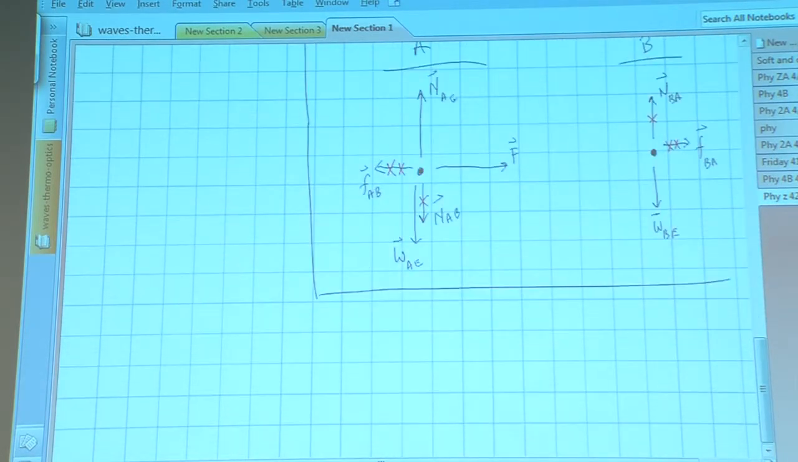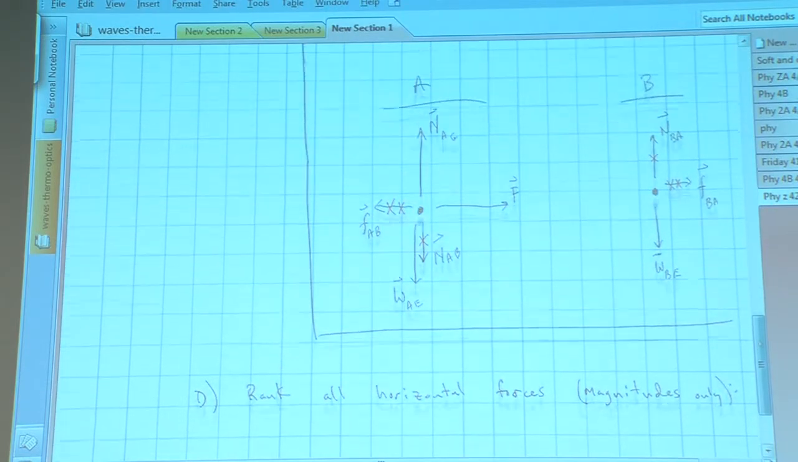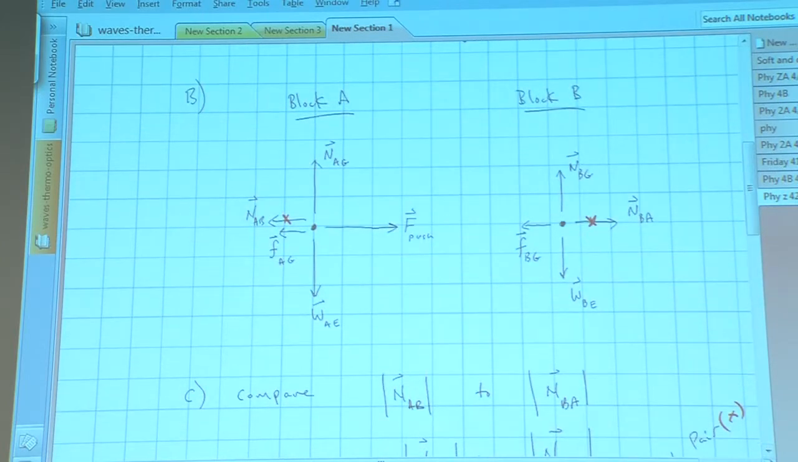Where are we? These are the horizontal forces. 1, 2, 3, 4, 5. We identified 5 horizontal forces.